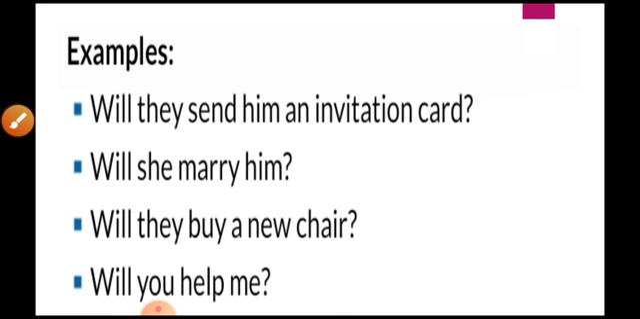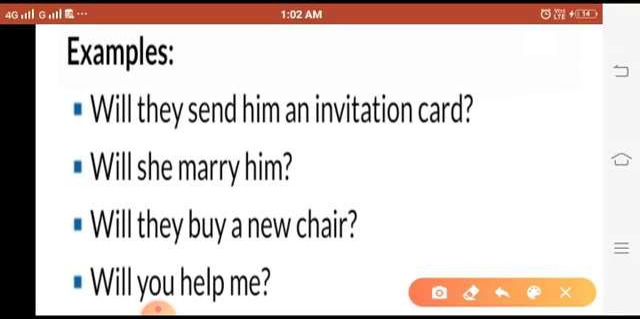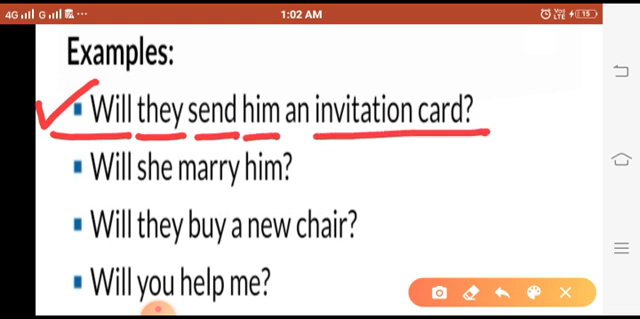Now here are given the examples of interrogative sentences of simple future tense. So let's see them. Will they send him an invitation card? Will is auxiliary verb, they is subject, send is first form of the verb, him is indirect object here, and invitation card is direct object here. And the sign of question mark is used here that clearly indicates that the sentence is written in interrogative form.